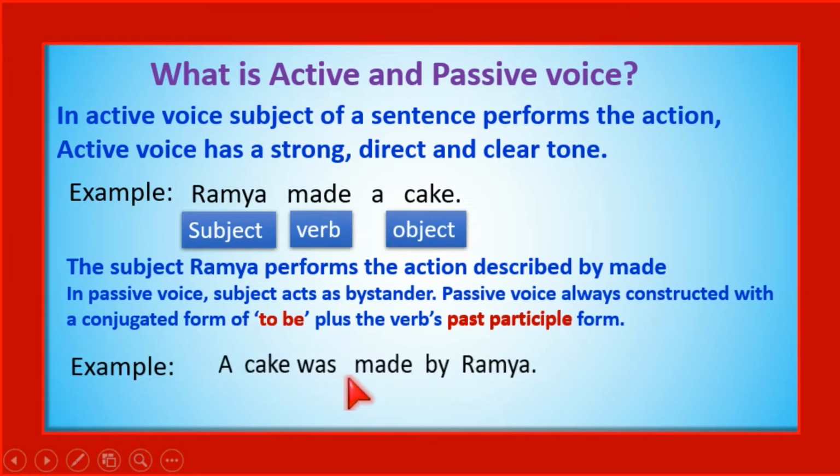Here, the active voice sentence we changed into passive voice. Ramya made a cake. That is converted into passive voice. So what changes happen here? A cake was made by Ramya. Here, the subject becomes the object, the object becomes the subject, and we use the past participle form of the verb plus an auxiliary verb.